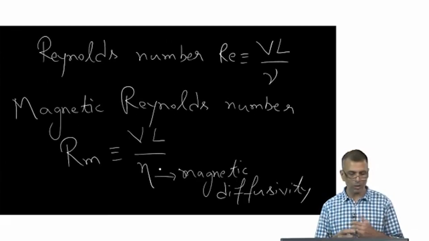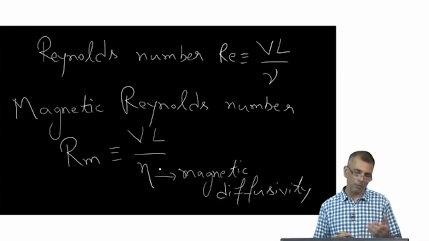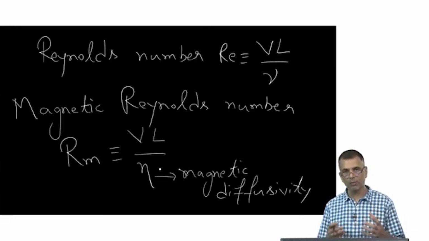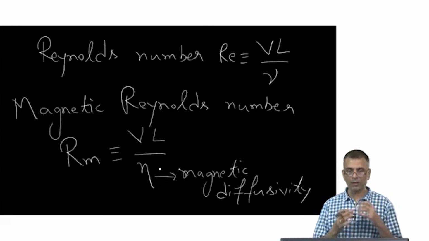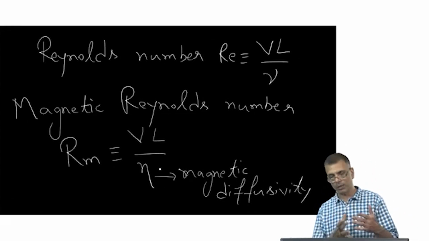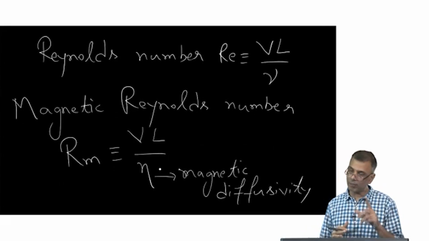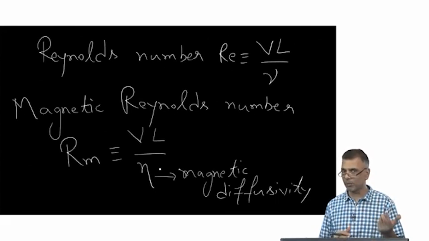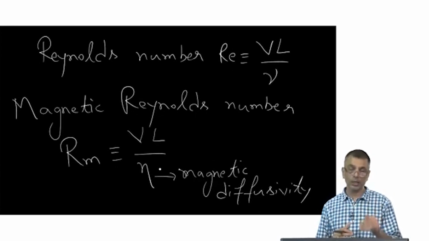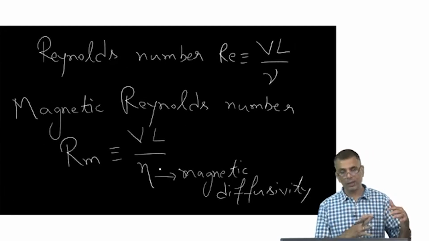In practical terms, what does Rm tell you? A high magnetic Reynolds number flow is one where the magnetic field is strongly coupled to the flow. There is a flow and the magnetic field is strongly coupled. In other words, the magnetic field goes along with the flow. This is slightly different from what we talked about earlier, the plasma beta. A high magnetic Reynolds number situation is one where the magnetic field is strongly coupled.